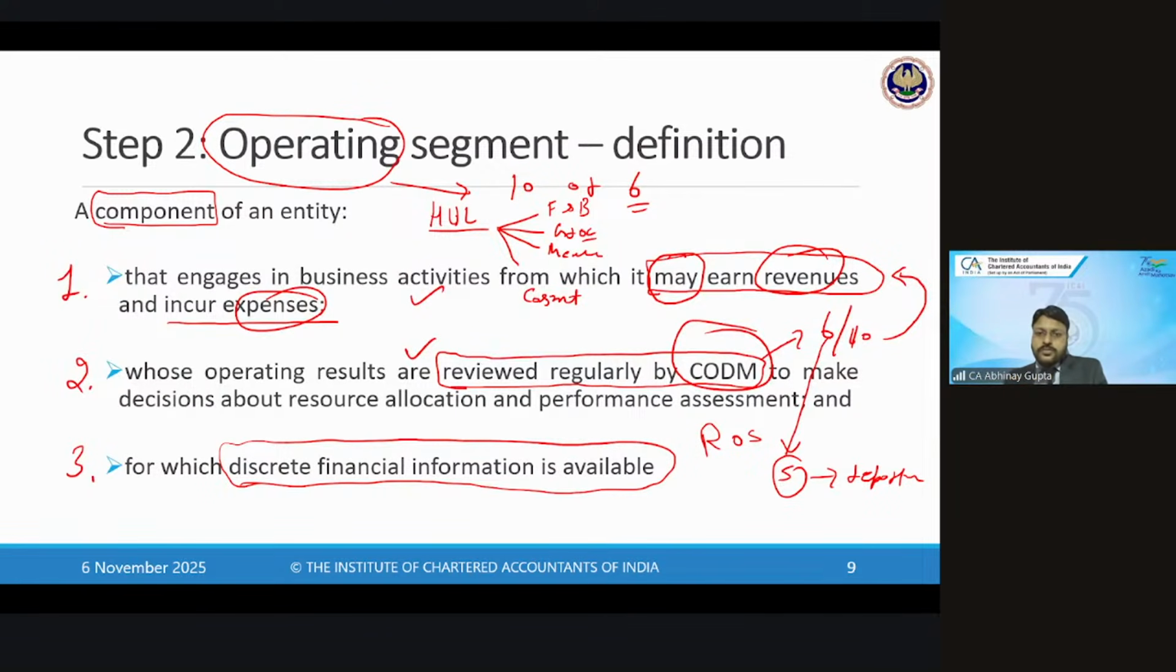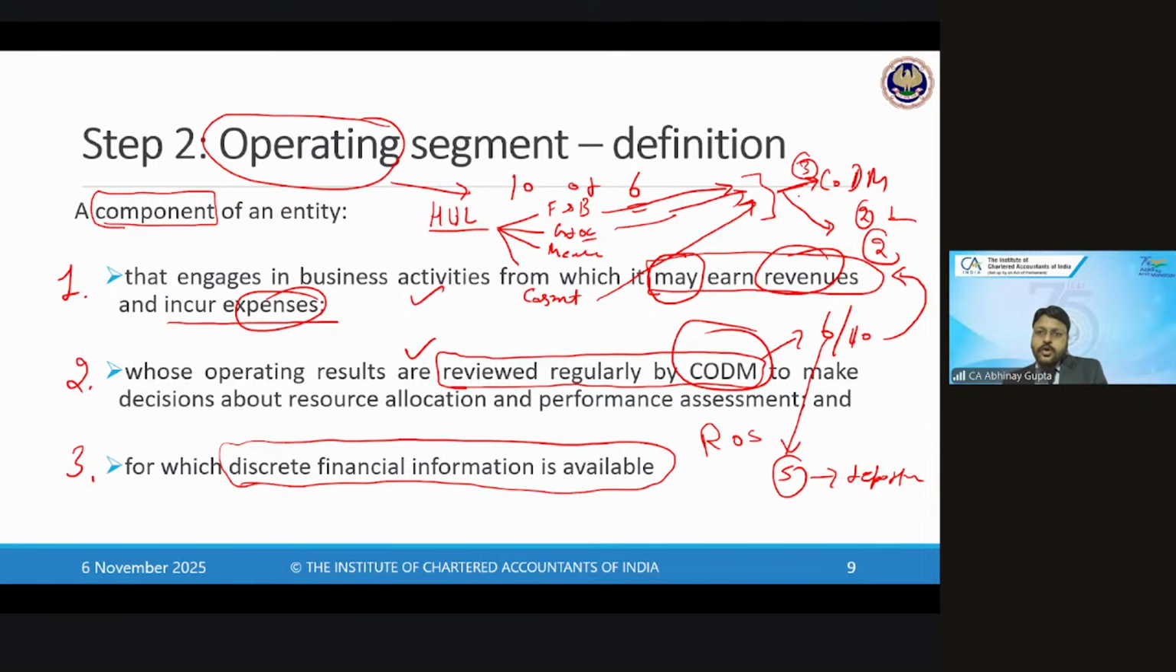Now, out of these 4 components, suppose food and beverages, grocery, and cosmetics are the 3 components which the CODM reviews, in general. And out of these 3 components, suppose only 2 are meeting the threshold criteria. Then how many are reportable? Only 2, right? But how many are operating segments?